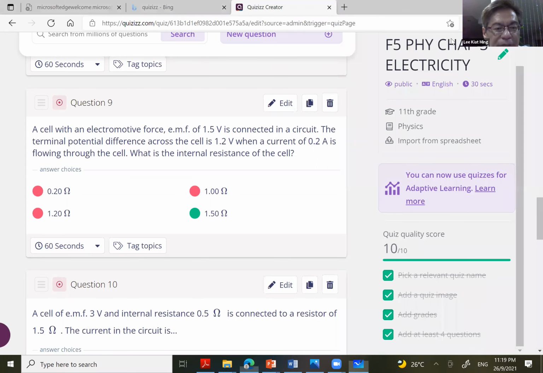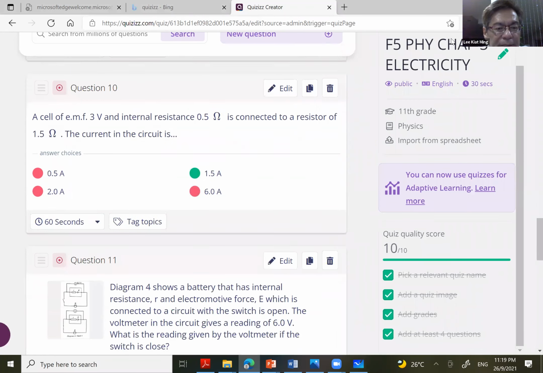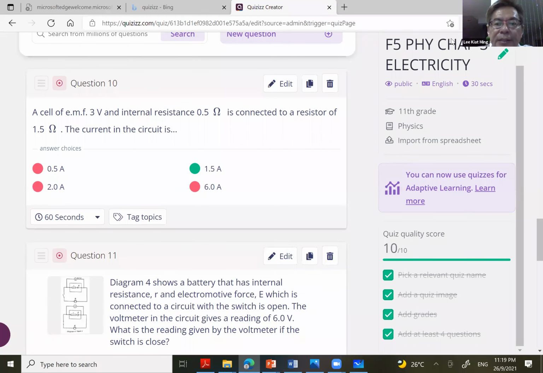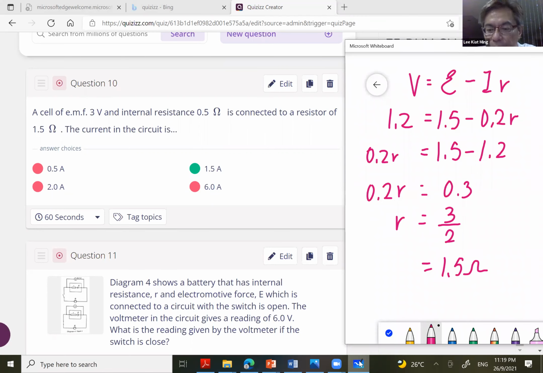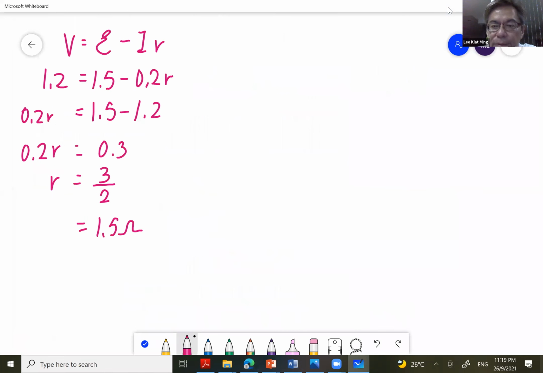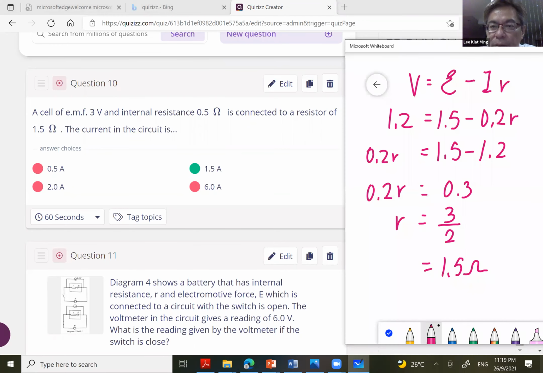It's almost similar with question number 10, as you can see there. You are given electromotive force 3 volt, internal resistance 0.5, connected to a resistance 1.5, and asked for the current. So what you're going to do is total up the total resistance. Let me erase this part of the work.